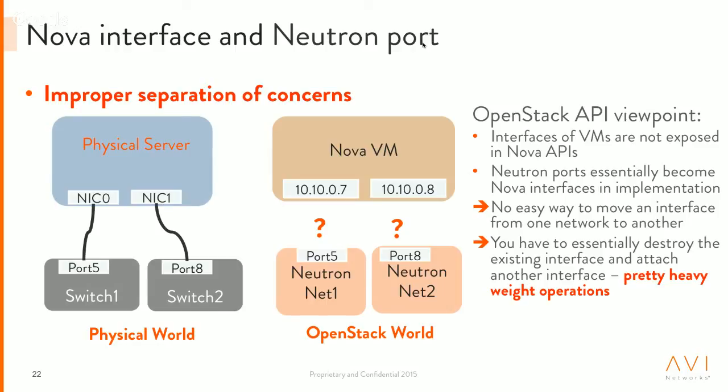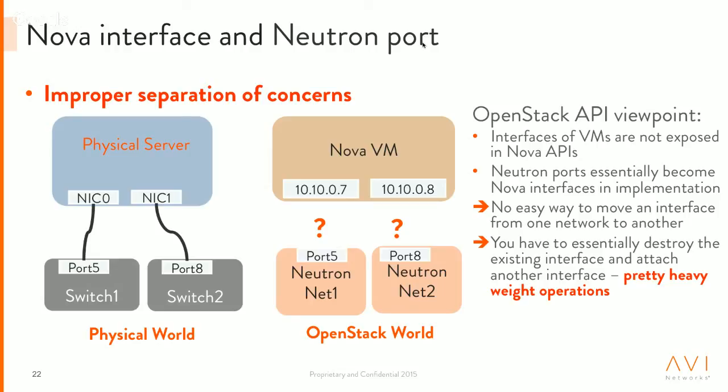So from the VM perspective, from the Nova VMs, you have IP addresses directly saying that this VM has these IP addresses. And on the Neutron side, you have ports, but there's not much you can know about the connectivity or the API ways to really distinguish it the way you do in a physical world. The interfaces of VMs are not exposed in Nova APIs, and Neutron ports essentially become the Nova interfaces in the implementation.